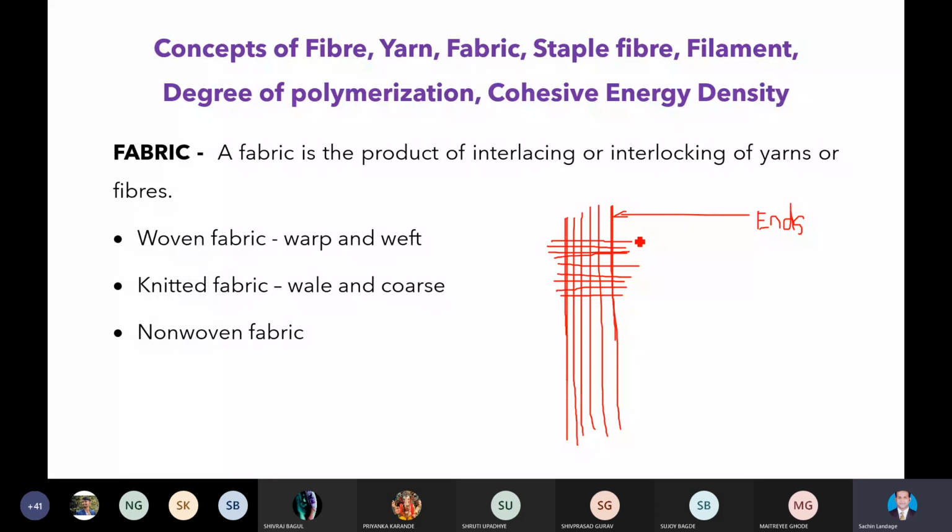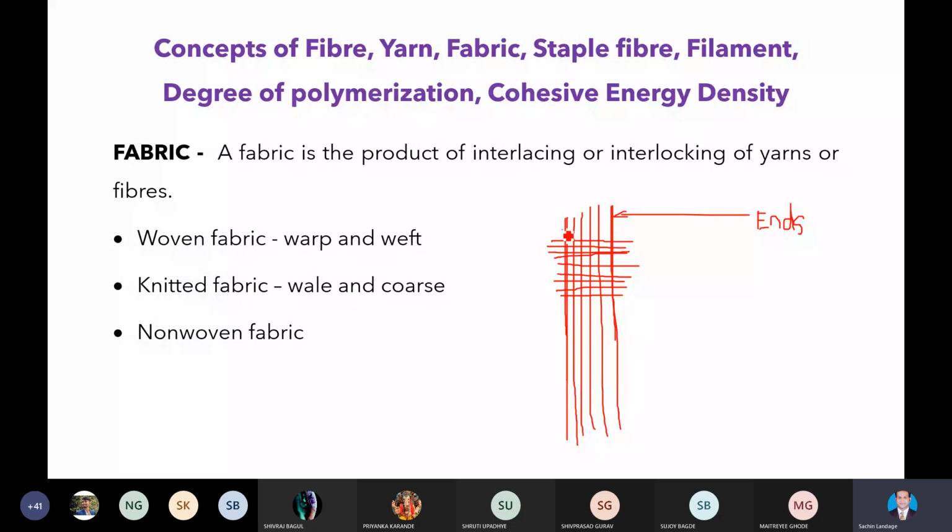Two up, one down, meaning two ends will be in up position and one will be down, that is called a twill fabric. Three up, one down is again a twill fabric. Four up means these four warp ends are up and the weft is down. That is called a satin fabric. You are going to study this in detail in fabric manufacturing. Don't worry, it is just to give the idea.